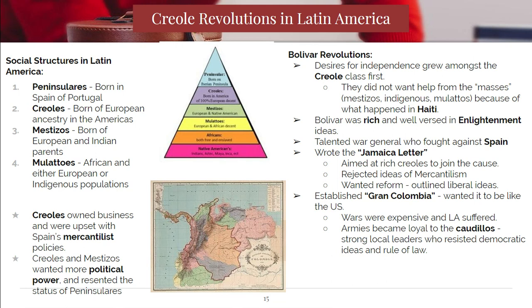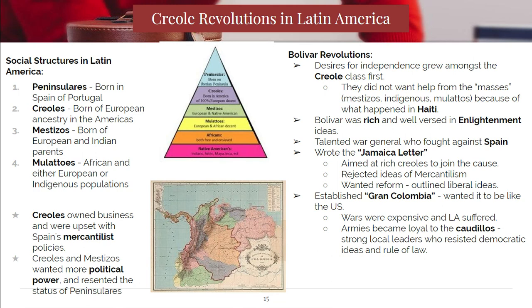Right, the Creoles are the ones who make the money and participate in the world economy, and in the meantime, the Spanish, who were born in Spain but now live in the New World, have higher status in these political positions, et cetera, et cetera. And this sets up our conflict here, right?